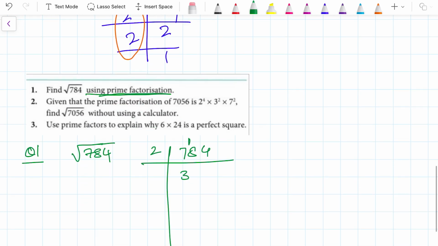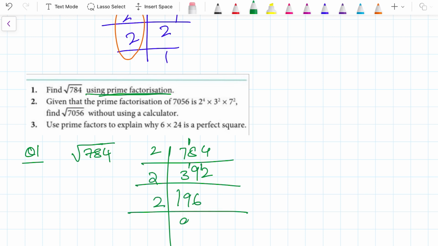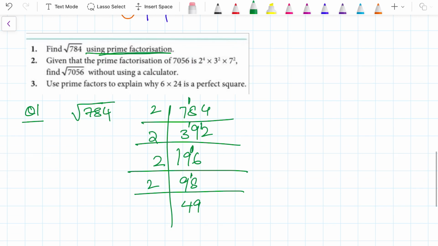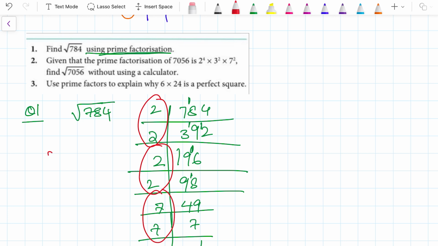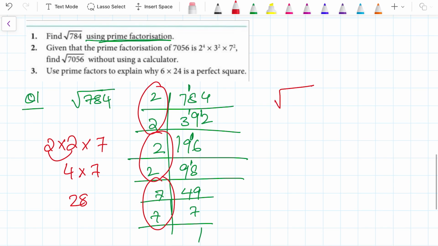2 times 392, 2 times 196, 2 times 98, 2 times 49, 7 times 7, 7 times 1. Okay. So how many pairs do we have? 1, 2, 3. From each pair, a single number comes out. 4 into 7, so 28. Therefore, we conclude the square root of 784 is 28.